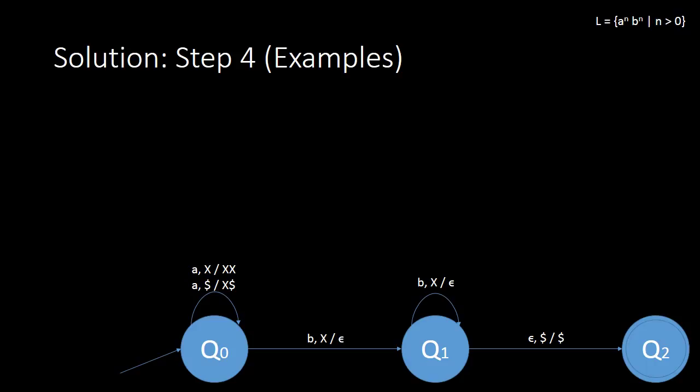Step 4 involves taking examples and solving them with our designed machine to see if our logic is correct or not. So first let us take a correct string, which is AABB.